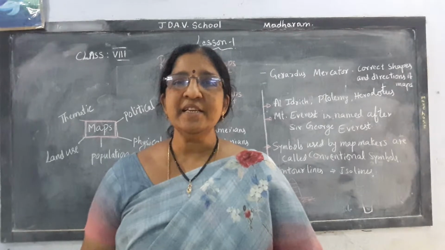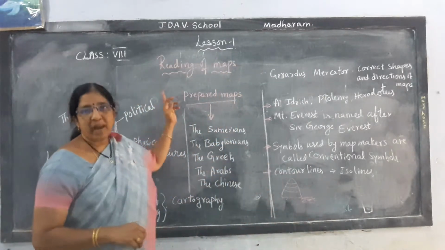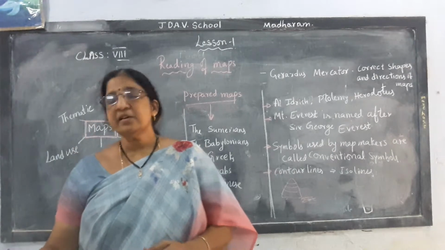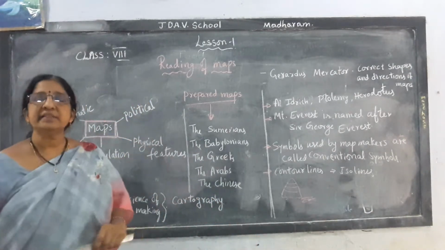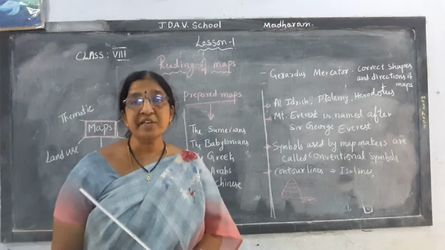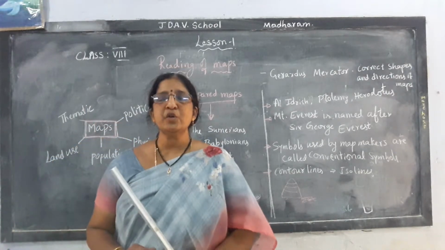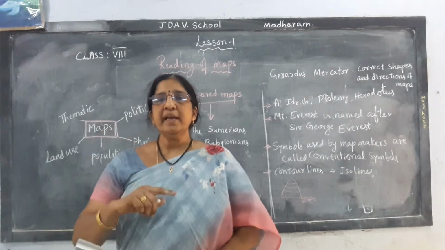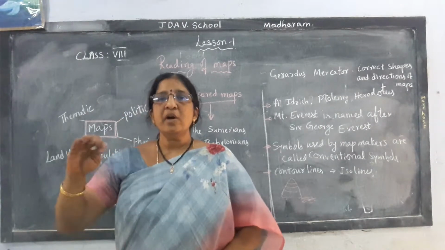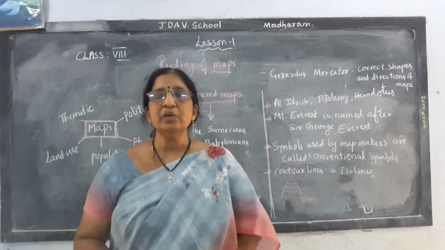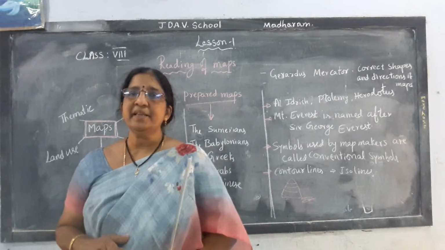So the first lesson is about the reading of maps, how we have to read. In the 6th class you also learned about conventional symbols, different types of symbols. For example, if you want to show trees on the map, a tree shape. Hills, hill shape. River, water shape. Like that, railway and barrages you have drawn. Remembered? Just recollect that.